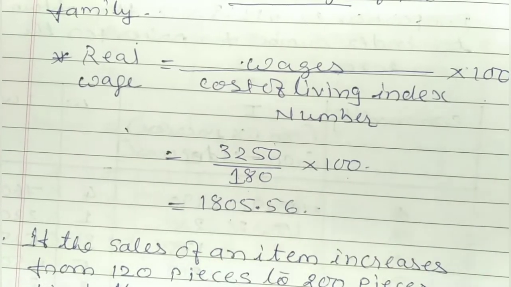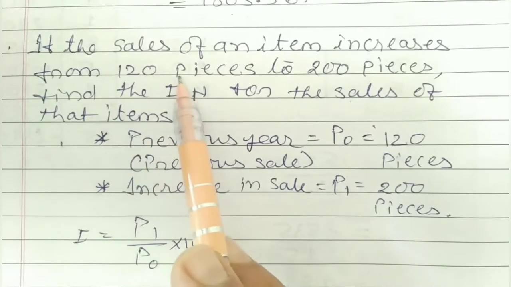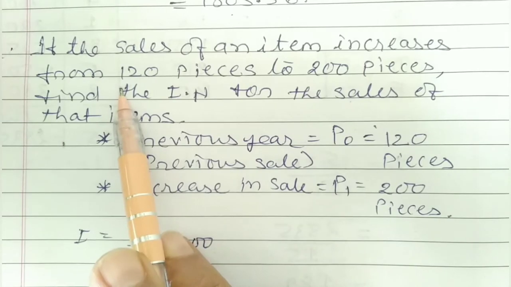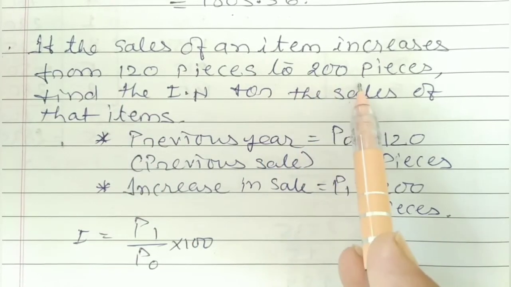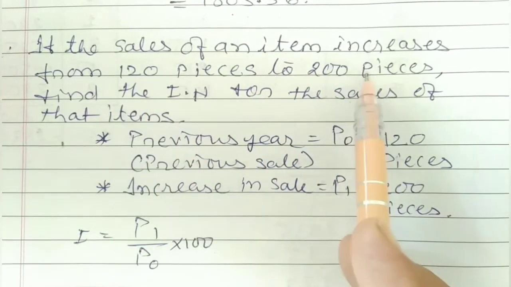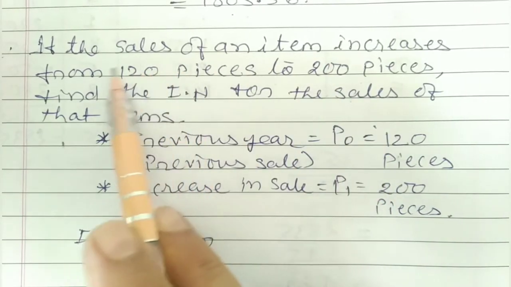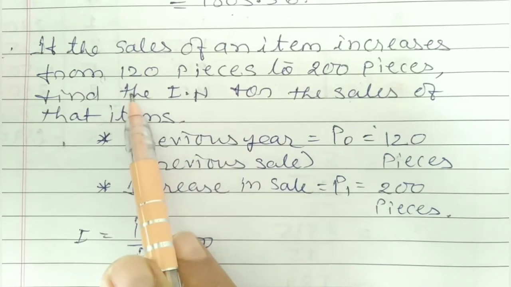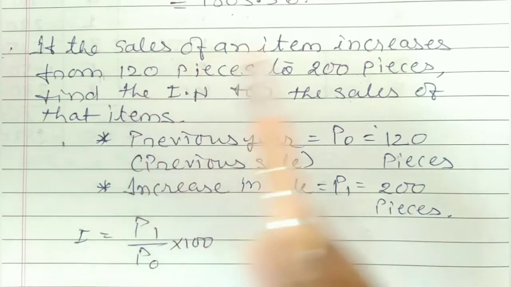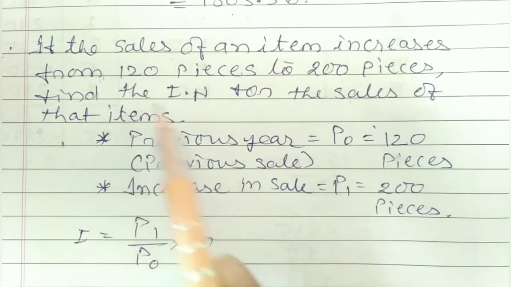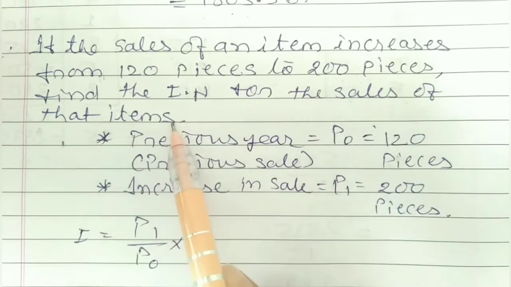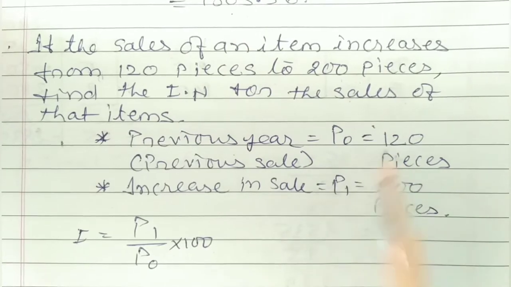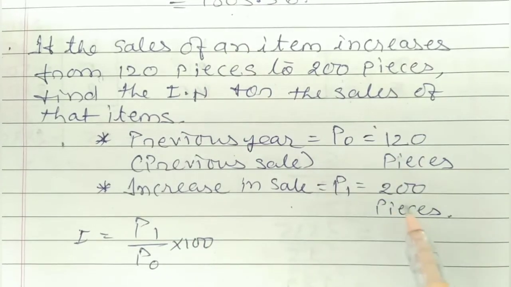1805.56. Now the same way, if the sales of an item increase from 120 pieces to 200 pieces, they have not given a percentage. They have given that it has increased from 120 pieces to 200. Earlier it was 120 pieces, now it's 200 pieces. Find the index number for the sales of that item. That means previous year's sale is 120 and current year's sale is 200.